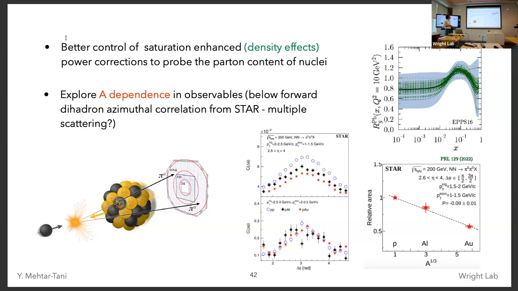The A dependence of observables is important. Here, for instance, there's a recent measurement at STAR of forward dipion production in proton-nucleus collisions, where they observed this azimuthal correlation that is disappearing because of the effect of multiple interactions, and they could extract an A dependence of this distribution, and that's remarkable. So we need to understand this type of feature from first principles.